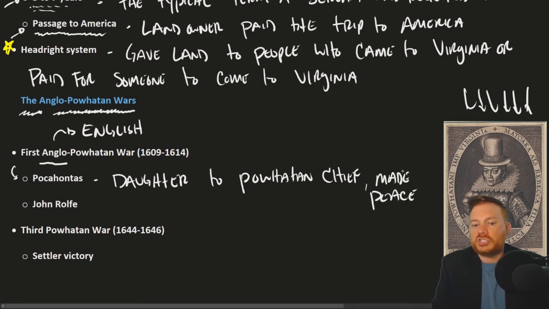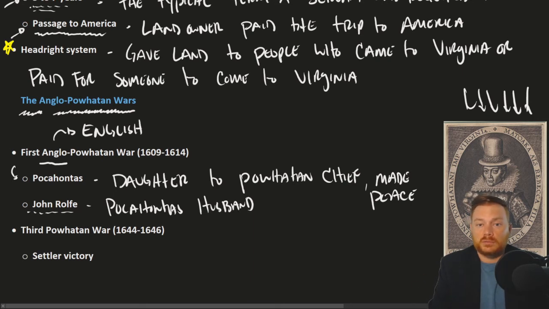She converted to Christianity, married an Englishman, John Rolfe. We'll call her Pocahontas' husband. And she served as a mediator, really, between the colonists and Powhatans. She later on moved to England. She died of smallpox, and after that, the settlers continued to have conflicts and wars with the Powhatan Indians.